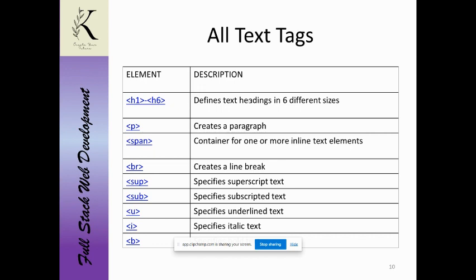SUP and SUB, these two tags are used to write superscript and subscript. So these are used to write different formulas or chemical equations. These tags are very useful. U tag, I tag, and B tag are used to underline the text, make the text italic, and make the text bold. So we can use these tags individually, or we can use them in combination with other tags also.